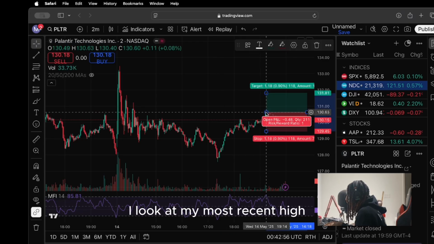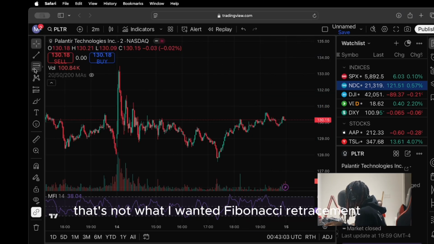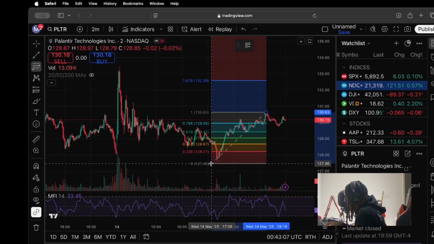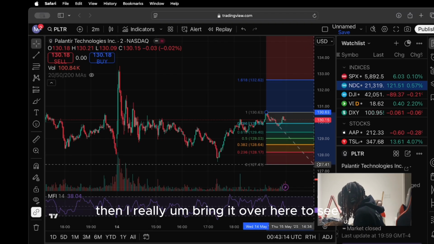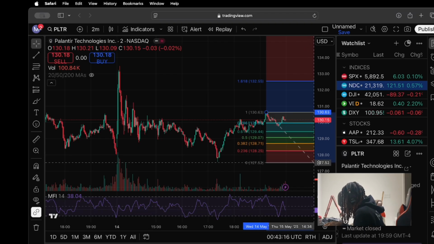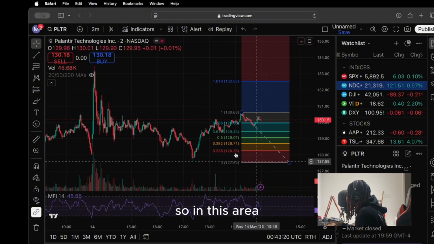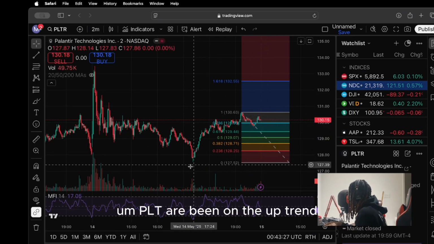I'll look at my most recent high. Well, that's not what I wanted. Fibonacci retracement, I look at my most recent high and my most recent low. Then I really bring it over here to see. So in this area, in this little spurt time frame right here, PLTR has been on the uptrend.